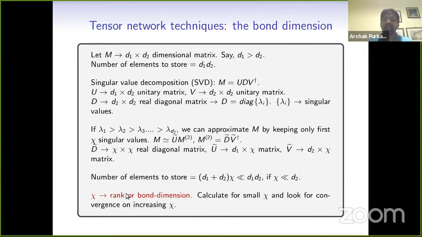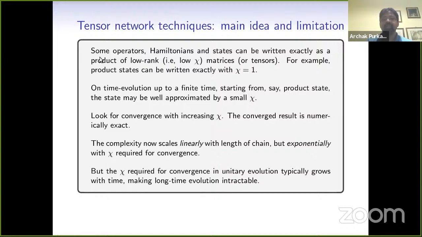So this chi is called the rank mainly in other applications, and in physics it's often called bond dimension. So how does this come across in physics actually? It comes across with this observation that some operators, Hamiltonians and states can be written exactly as a product of low rank or low bond dimension, that is low chi, matrices or tensors. Okay. For example, product states can be written exactly with chi equals 1, and that's the minimum value of chi.